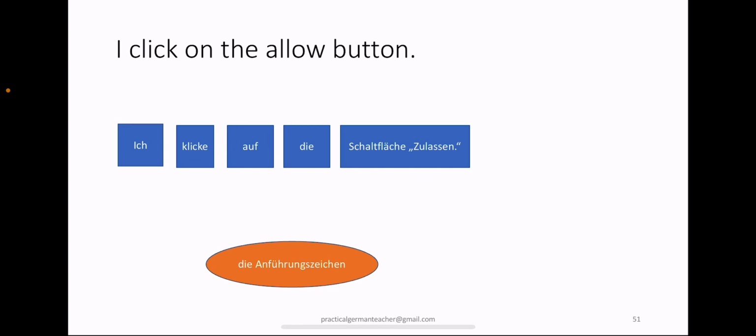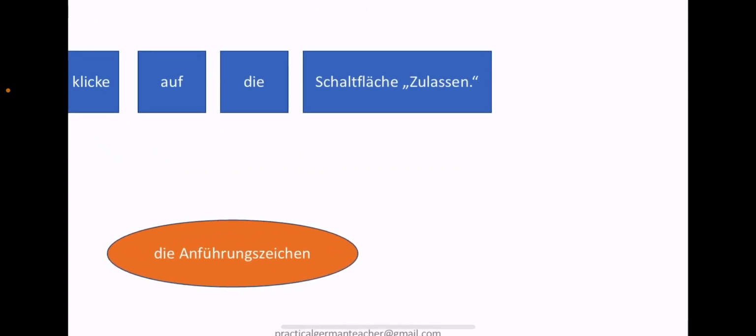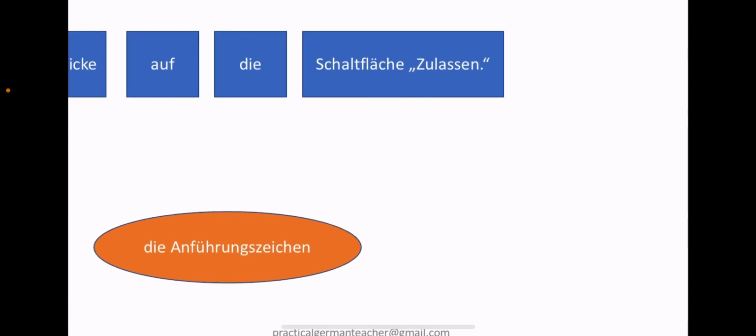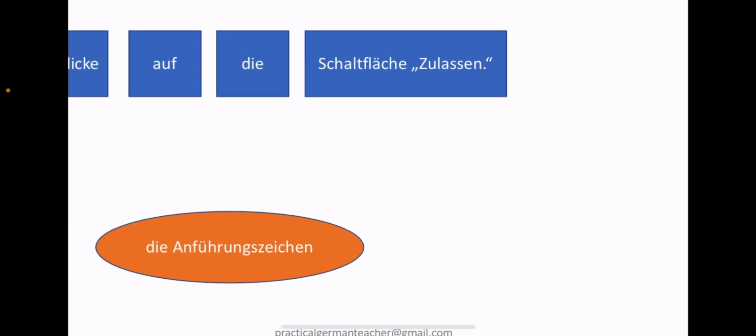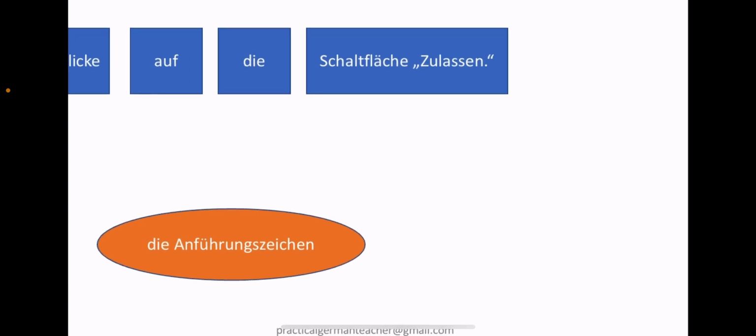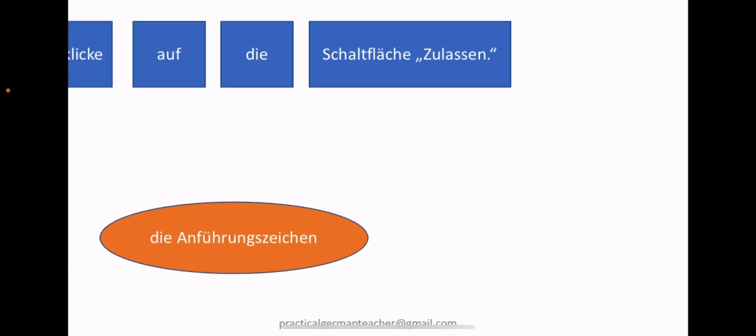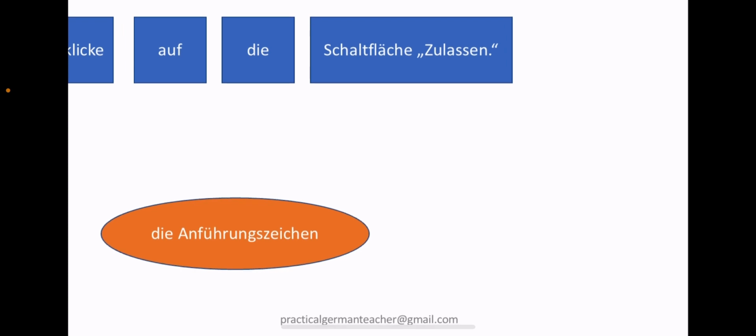So just notice, here Zulassen is within double quotes. In English, both the starting and the ending double quotes are at the top. But in German, the starting one is at the bottom and the ending one is at the top. These are called Anführungszeichen. Just remember this when you are writing an email. It's not a big deal, but it's good that you know how to write double quotes in German.